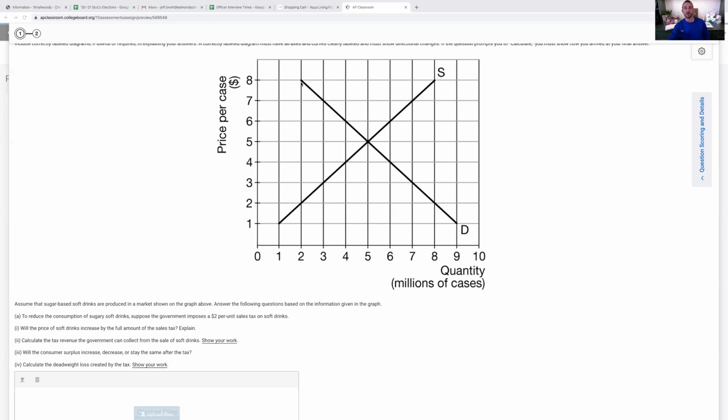And for the other consumers, those who were willing to pay $8, they had a surplus of 3. Now they only have a surplus of 2, right? So the consumer surplus shrinks without a doubt. It does not ask for an explanation, so you just say decrease.